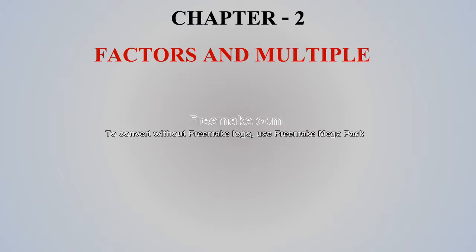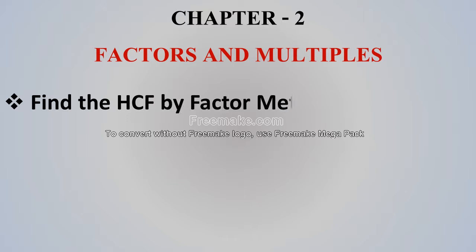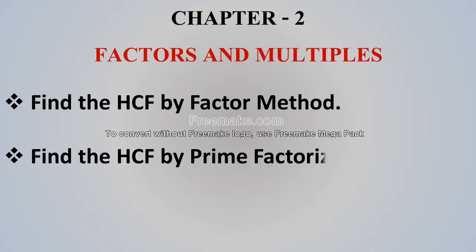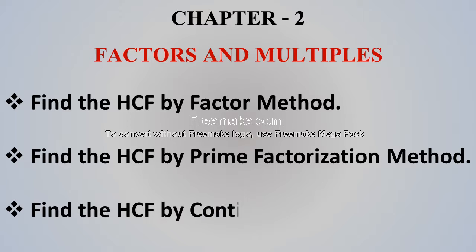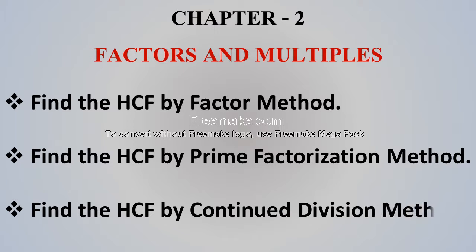We are going to continue chapter 2, factors and multiples. In this chapter, our topics are find the HCF by factor method, find the HCF by prime factorization method, and find the HCF by continued division method. Our first topic is find the HCF of 12, 30 and 54 by factor method.